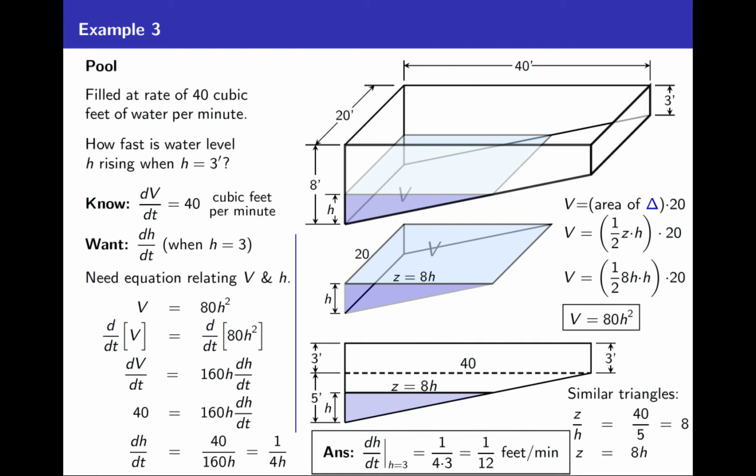That's 1 inch per minute. You can almost see it rising. 40 cubic feet of water is being poured into this pool. When h is 3, that water level is rising at 1 inch per minute. So there we go. We've solved this problem. And you can see that often in related rates problems, you have to do a lot of side work to figure things out. All of these problems will be different. The details will differ. The thing that's common to them is the technique.